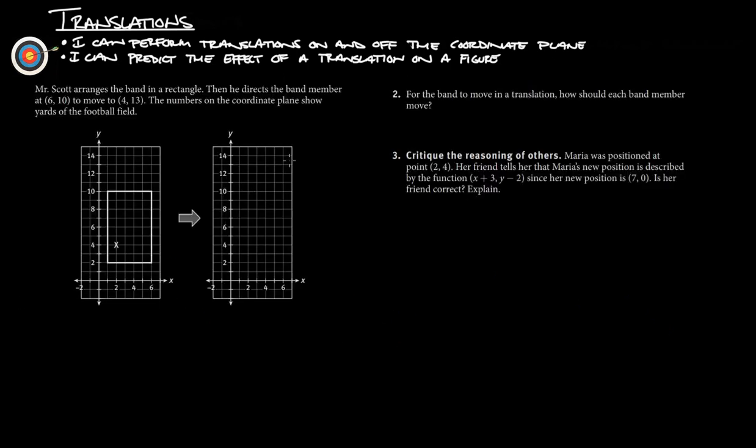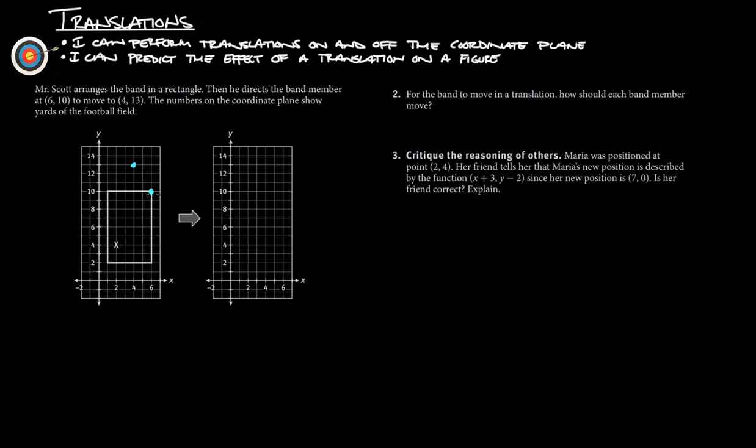So, this one here, 2 and 3. Mr. Scott arranges the band in a rectangle. Then he directs the band member at (6, 10). So 6, 10 is right here. That's that band member. Tells that band member to move to (4, 13). So that now they're going to go to (4, 13), which is right here. The numbers on the coordinate plane show yards of the football field. Now, for the band to move in a translation, how should each band member move?